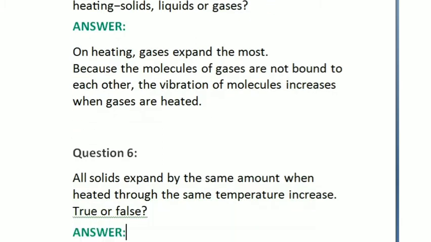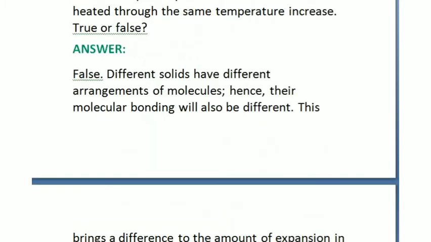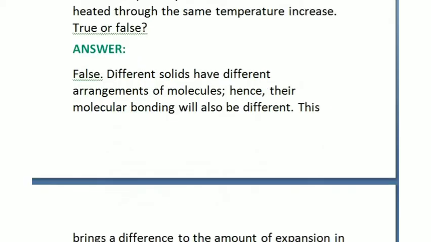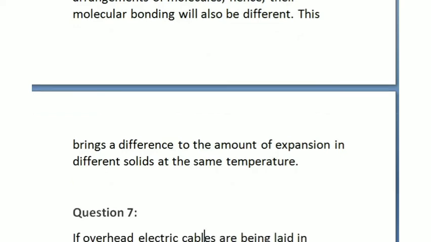Moving further, question number 6. Question 6 says that all solids expand by the same amount when heated through the same temperature increase. Is it true or is it false? So the answer is false. The reason is that different solids have different arrangements of molecules, hence their molecular bonds will also be different. So this brings a difference to the amount of expansion in different solids at the same temperature, right?